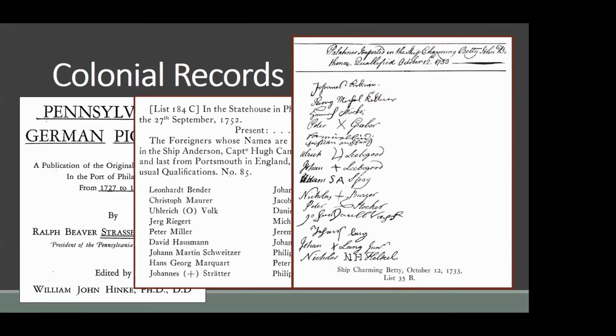Or you can have a colonial record such as this from the same book. This is a list of foreigners arriving in Philadelphia and signing an oath of allegiance. And this is the list of Palatines imported on the ship Charming Betty on October 12th of 1733. So this is just to show you from one particular book how these lists can vary in what we get to see.